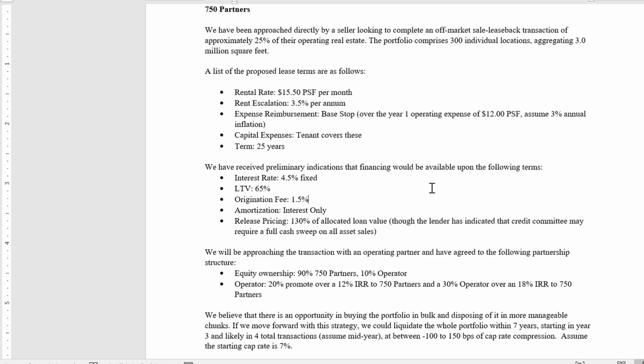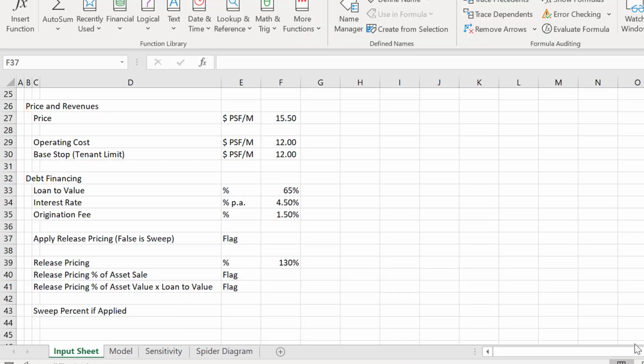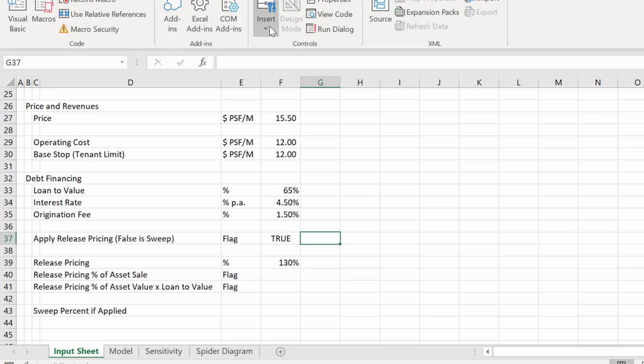I told you I'm not a real estate expert. I'm trying to go through this with you and learn from you and give me some comments and tell me what the correct thing is. And then they said maybe there's a full cash sweep, which means you take the sales proceeds and you just have a cash sweep. So that's just 100% of the loan. That's an easier one to understand. So when you have something like this and you don't know it, make a flag, and I'm going to make it false, true. So that means this true says we're going to apply the release pricing. False is the sweep.